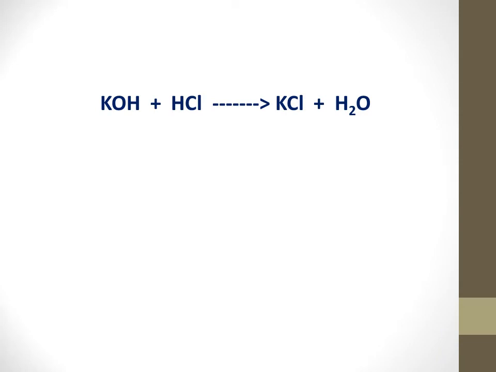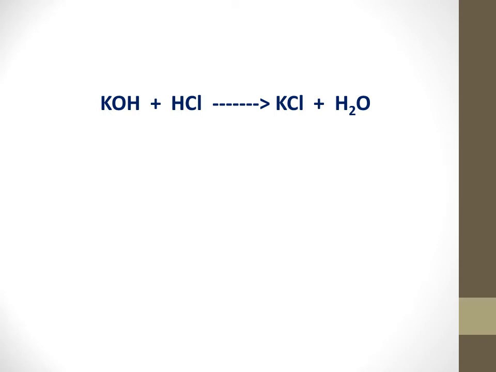Let us consider this equation. KOH + HCl gives KCl + H2O. What type of reaction is this? Do you have any idea? KOH is an alkali, HCl is an acid. When they react together, you will get KCl, a salt, potassium chloride, and water. This type of reaction is known as a neutralization reaction.